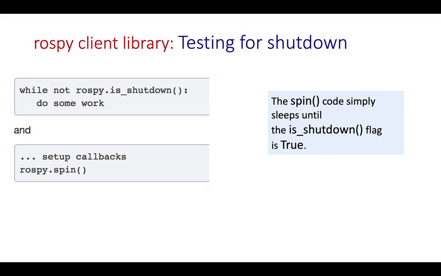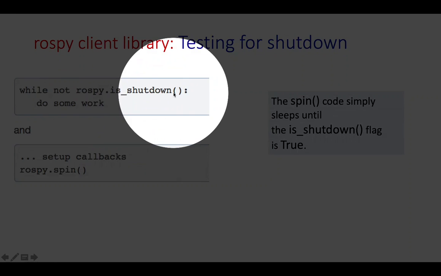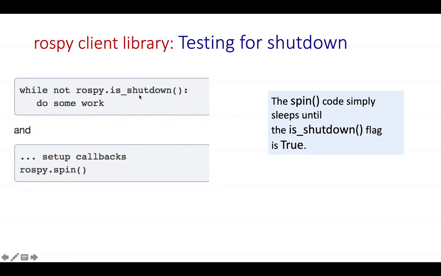Let's also, before we look at the interesting parts, look at how a node is shut down. So there is a flag called rospy.is_shutdown, and this is automatically going to reflect the execution state of the process. So as long as this is false, you are doing some work, because while not shutdown, do some work. We just saw an example of that.